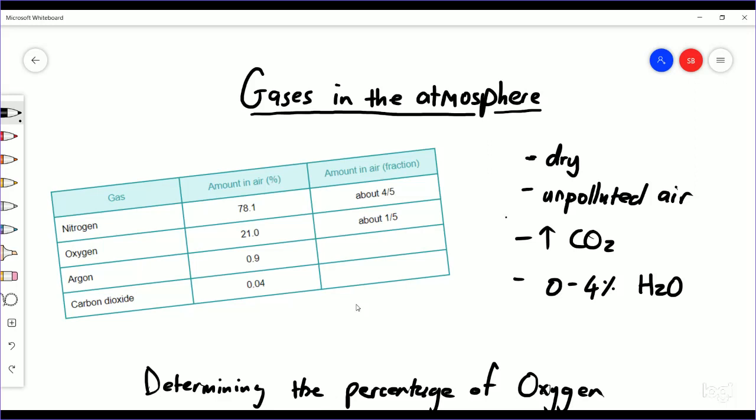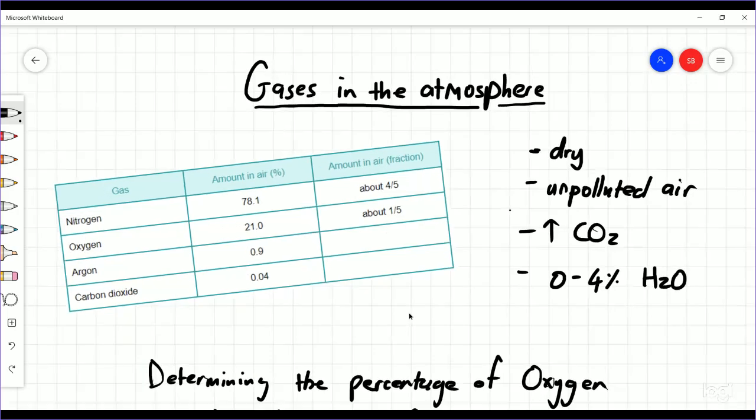Now, it is important to know that this is a dry sample of air. It's unpolluted as well. What's also important to be conscious of is that there is a rising amount of carbon dioxide in our atmosphere, and this is obviously due to global warming and climate change. Generally speaking, in an environmental sample of air, there's 0 to 4% of water vapor. So these are the raw facts that you need to know.